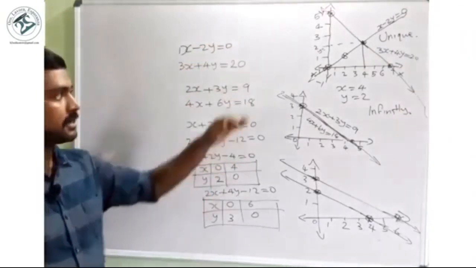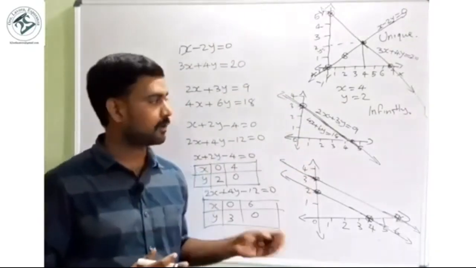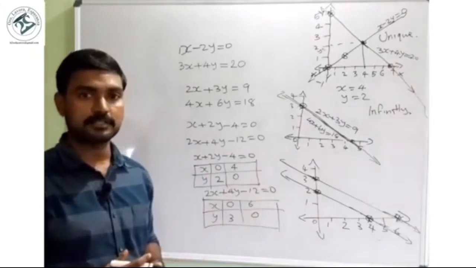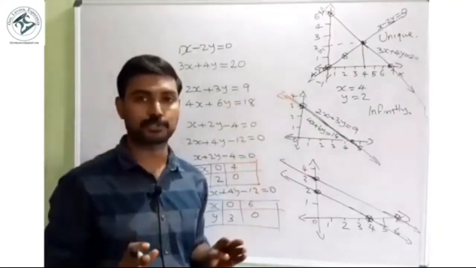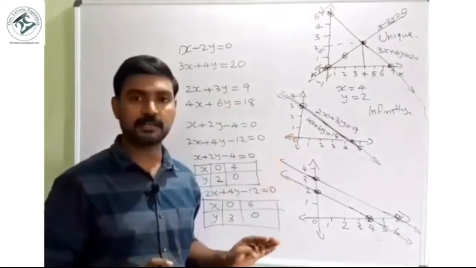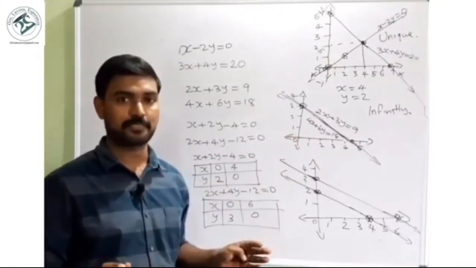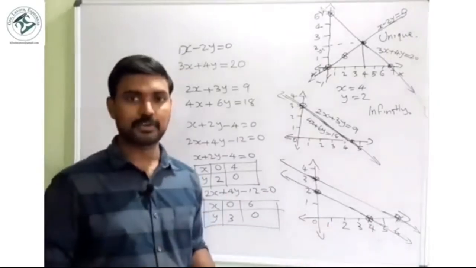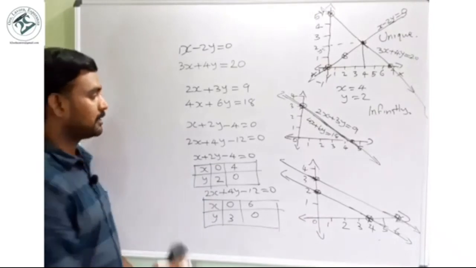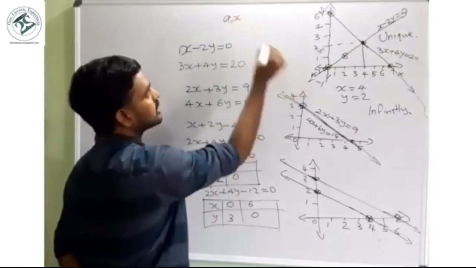So these are the main types of questions you can expect for the board examination from this chapter. There will be 3 cases. In the first case you will get a unique solution. In the second case a solution is there, but there will be infinitely many solutions, so you will not get a unique solution. In the third case, no solution. So we are going to explain what is the relation between the standard form and this graph.